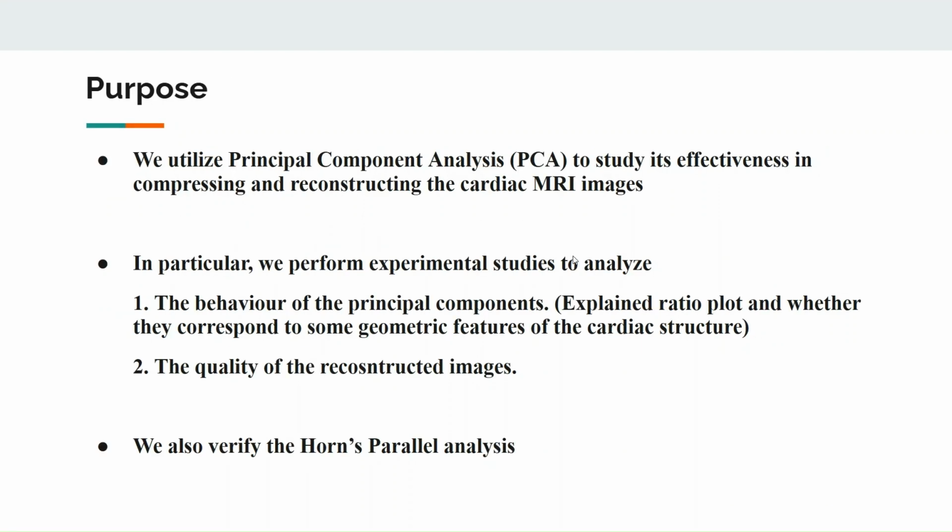The goal of our project is to study PCA's effectiveness in compressing and reconstructing the cardiac MRI images. In particular, we perform experimental studies to analyze the behavior of the principal components and the quality of reconstructed images. We evaluated the quality by peak signal-to-noise ratio, or PSNR. Besides, we use Horn's parallel analysis to select the best top K components.